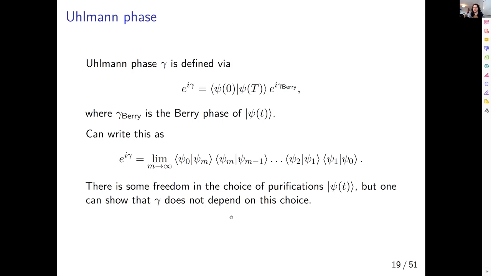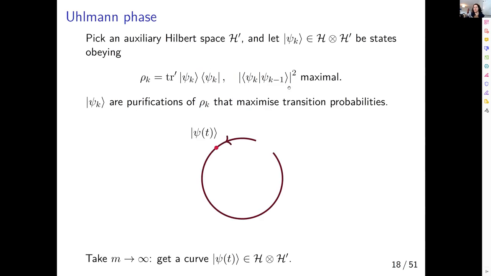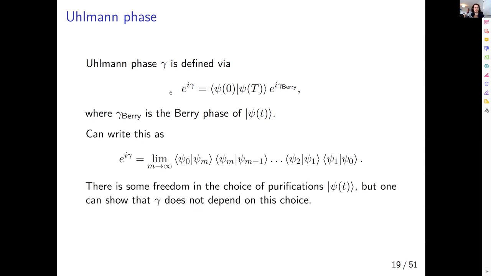And I should note that there is some freedom in this choice of the purifications. You can pick a different auxiliary Hilbert space. You can pick different purifications within the extended Hilbert space, but so long as the conditions here are obeyed, that the transition probability is maximized, you can show that the Uhlmann phase itself doesn't depend on any of these choices. One final thing to note is that when the density matrices are pure, the Uhlmann phase reduces to the Berry phase. So this really is a generalization of Berry phase to mixed states.